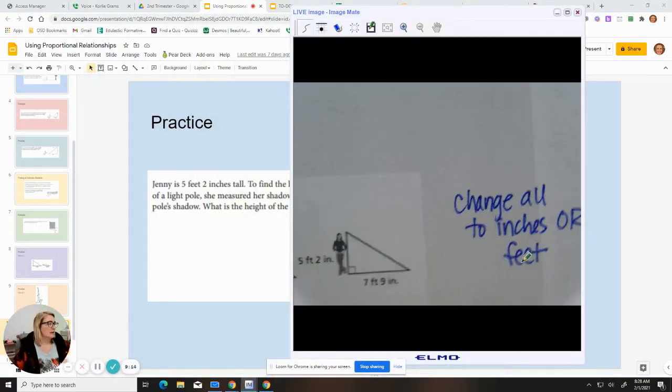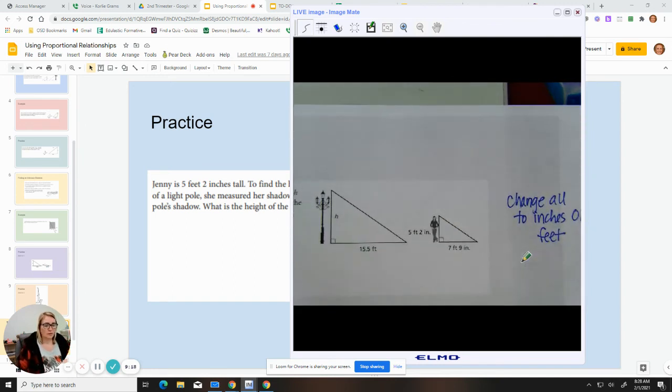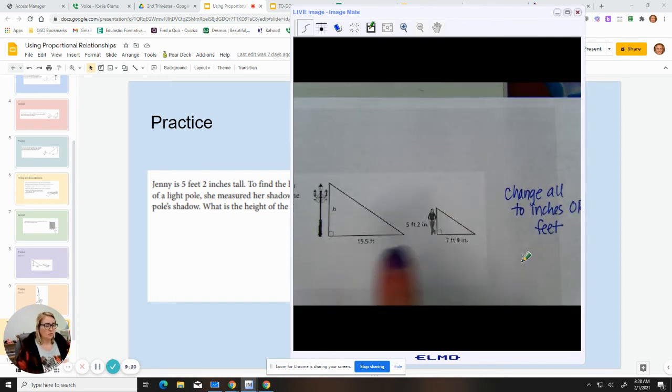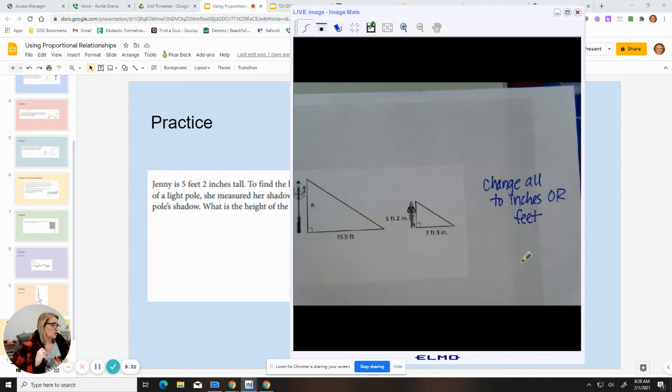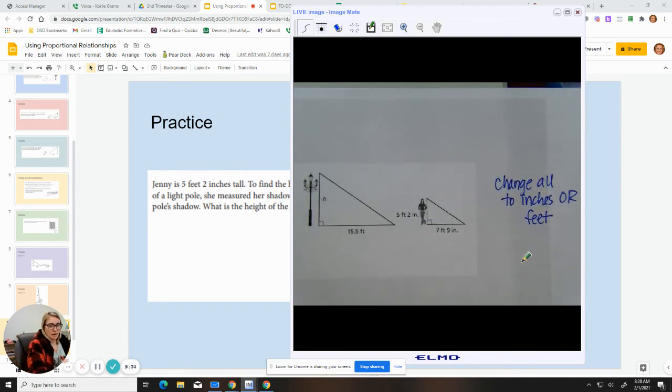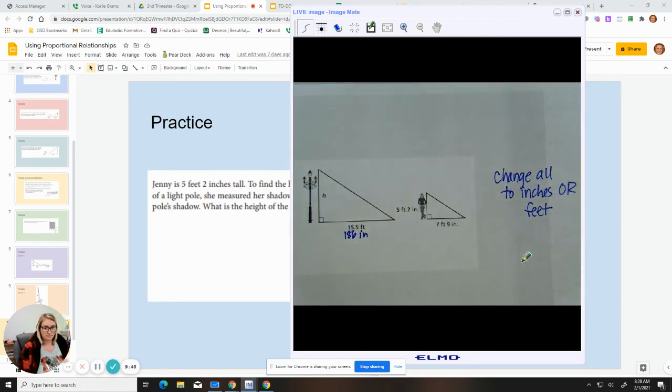One is that you notice that they are in more than one unit. So we have 15.5 feet, but we also have over here where we're talking in inches. So you need to either change everything in terms of inches or everything in terms of feet. So I'm going to turn everything to inches because I feel like that's the easiest way to do it. So I am going to take 15.5 times 12 inches, and that tells me that this right here is going to be 186 inches.